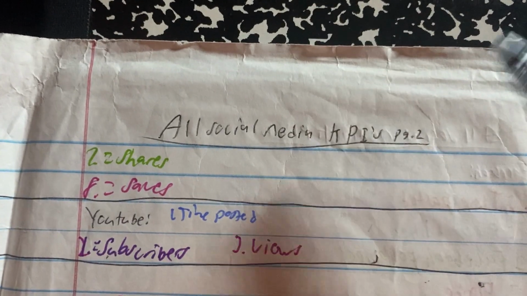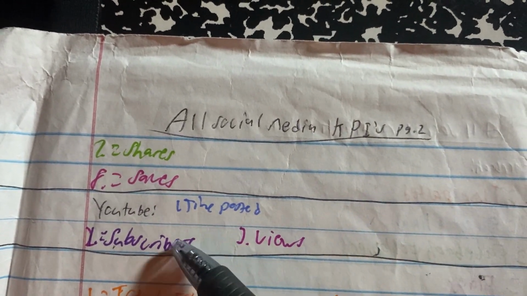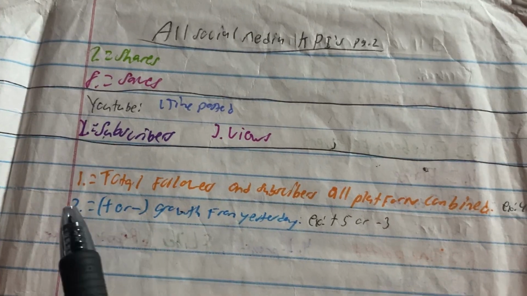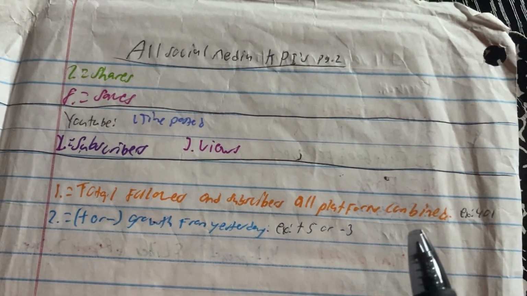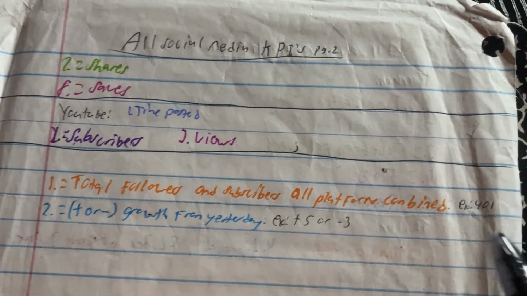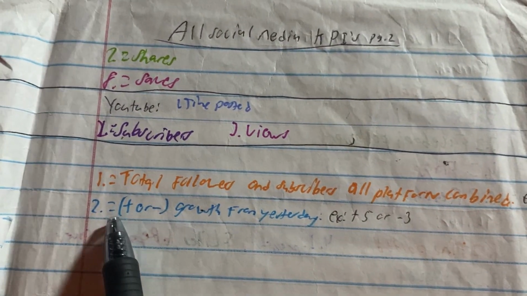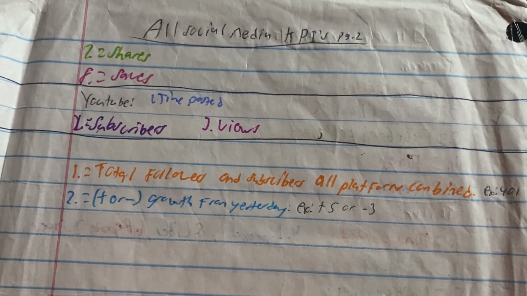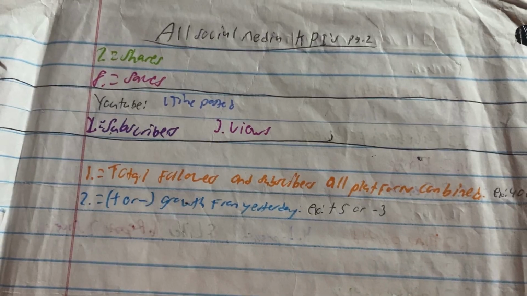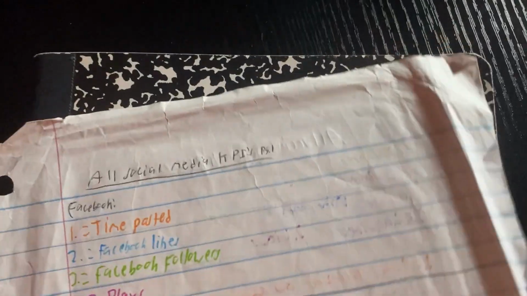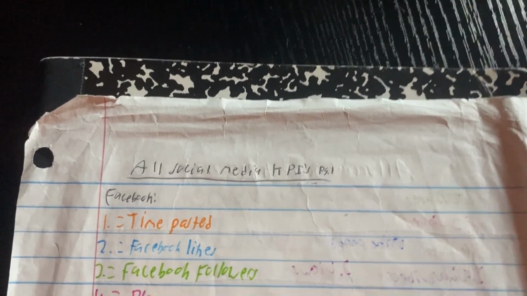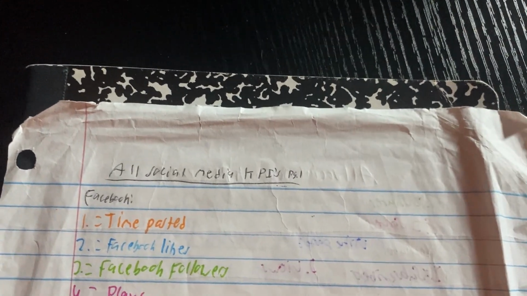And then for YouTube, the time you posted, the amount of subscribers you have that day, and the amount of views that you got. And then you go write the total followers and subscribers on all platforms combined. So for example, let's say 401. And then you're going to write plus or minus growth from yesterday. So maybe you got +5 total or -3 total. And I would recommend doing this with just one post a day, even if you post multiple times a day per platform, just to keep it simple so you don't overtrack stuff.